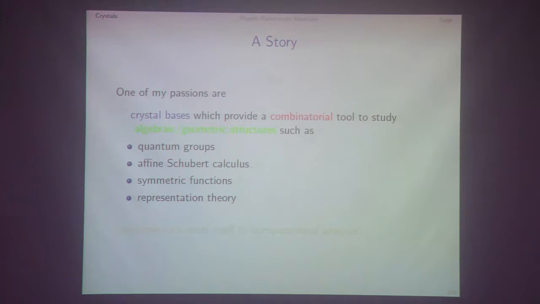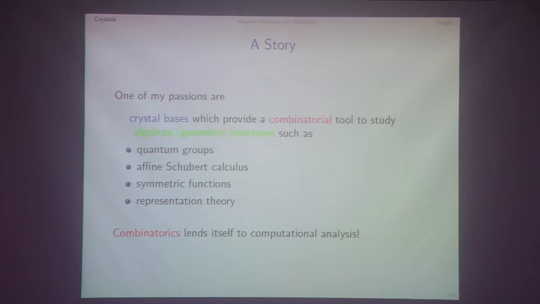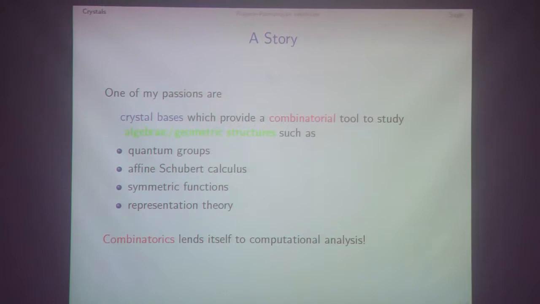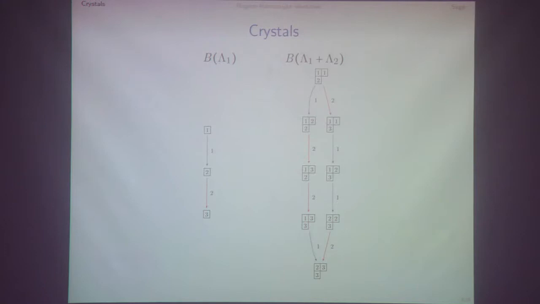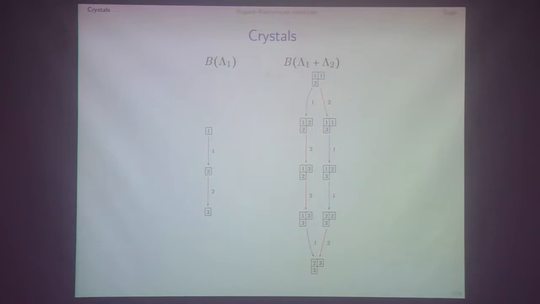So basically, you start with these algebraic or geometric objects, and you can condense the essentials into some combinatorial things. And combinatorial objects, because they are discrete, lend themselves very well to computer analysis, right? So we can put them on the computer, program them, and study them. That's what I want to show you. I want to begin by first telling you a little bit about what crystal bases are, just a very brief introduction so that you know a little bit of the background.